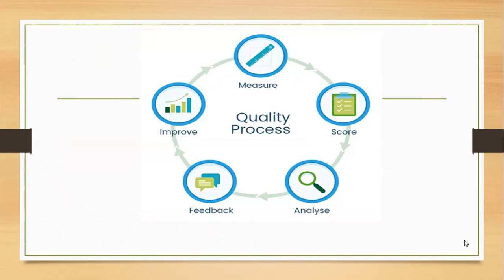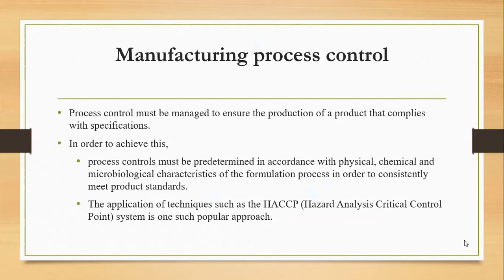Here is the quality product process. You measure, you score, you analyze, you get feedback, and then you improve. Simple enough, right? Now, understanding the manufacturing process control: process control can be managed to ensure that the production of the product complies with that specification.